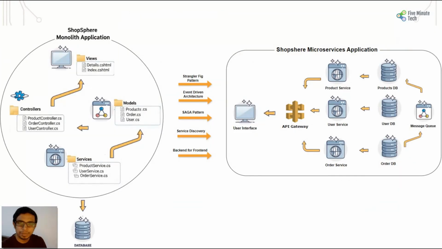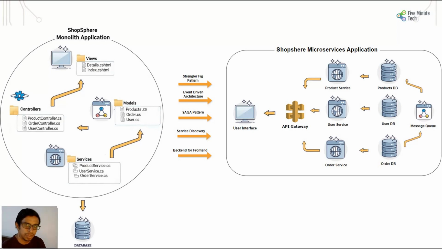This is the simple application we'll be talking about. We will have a ShopSphere monolith application where we have the views, controllers, models and services in place. It talks directly to the database through the service layer, which has the Entity Framework ORM, and it relays the data via the models to the controller, and from there it goes to the UI.